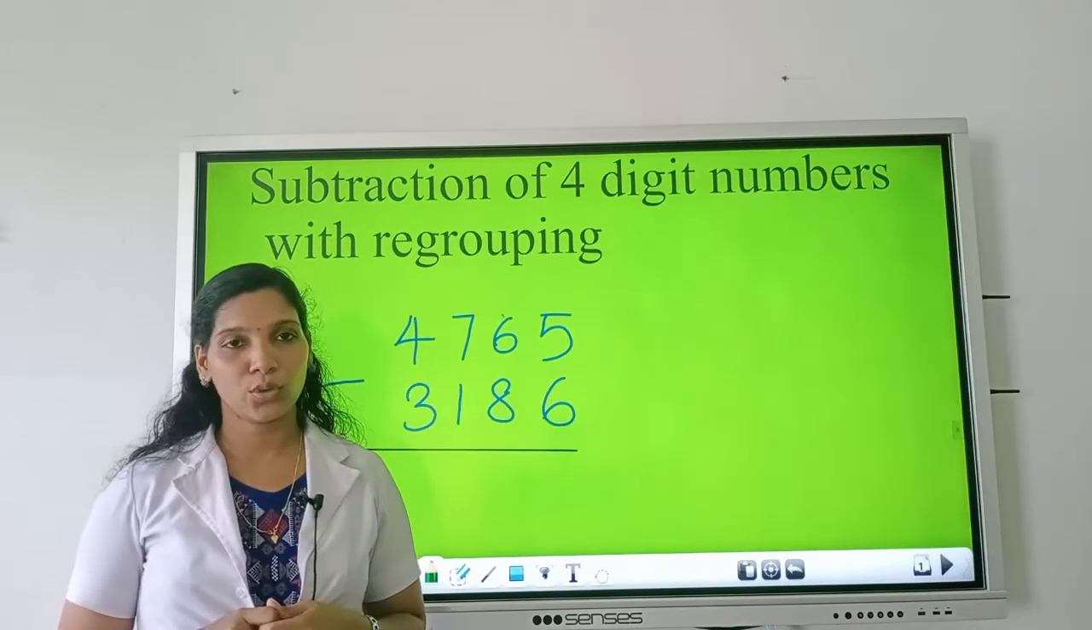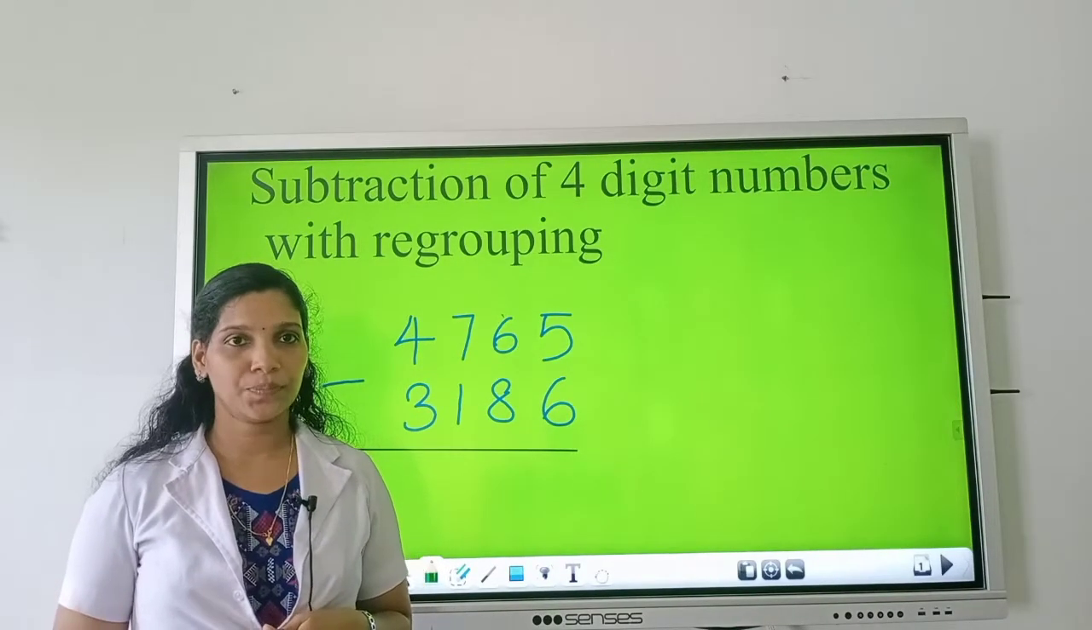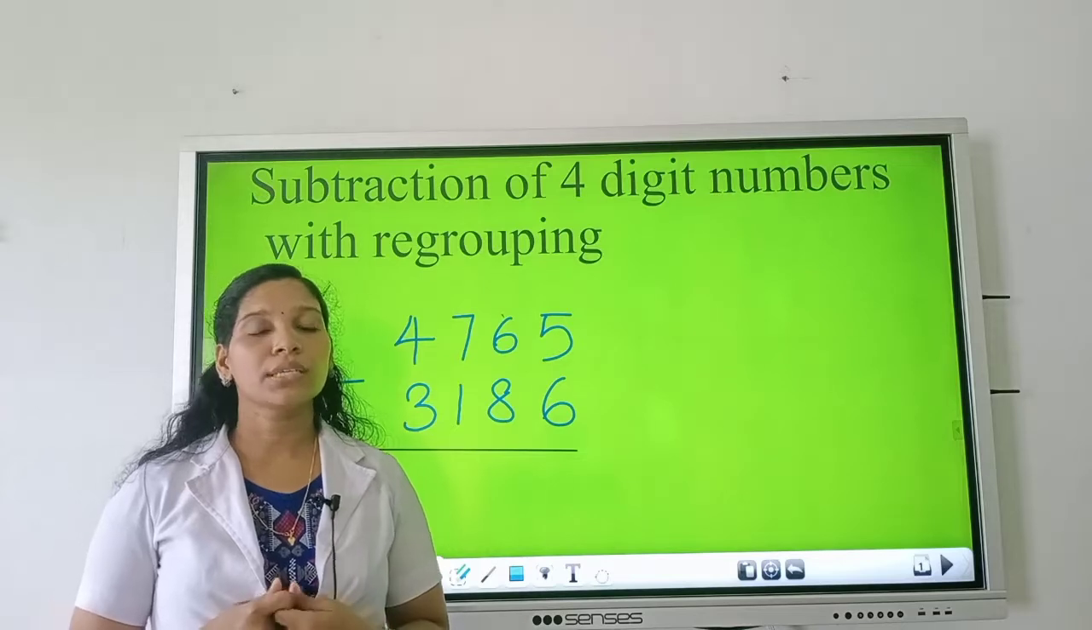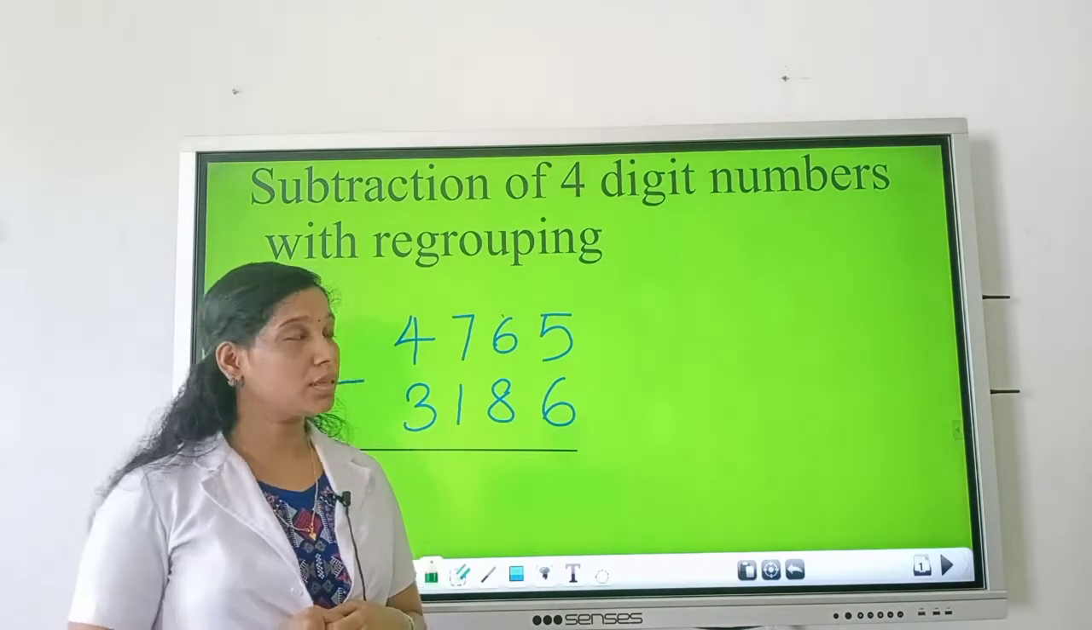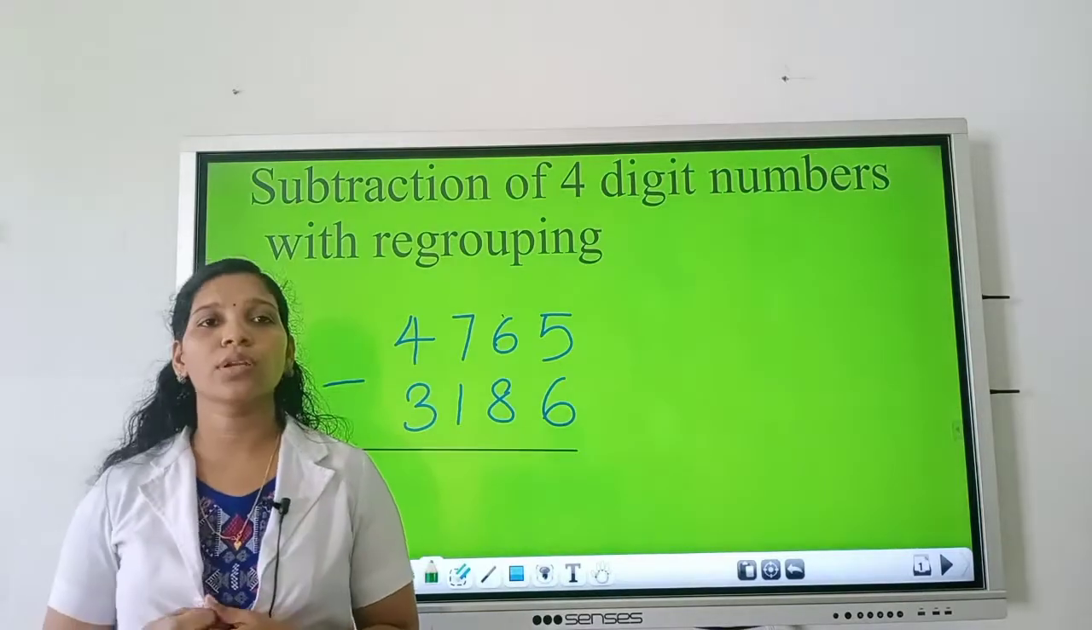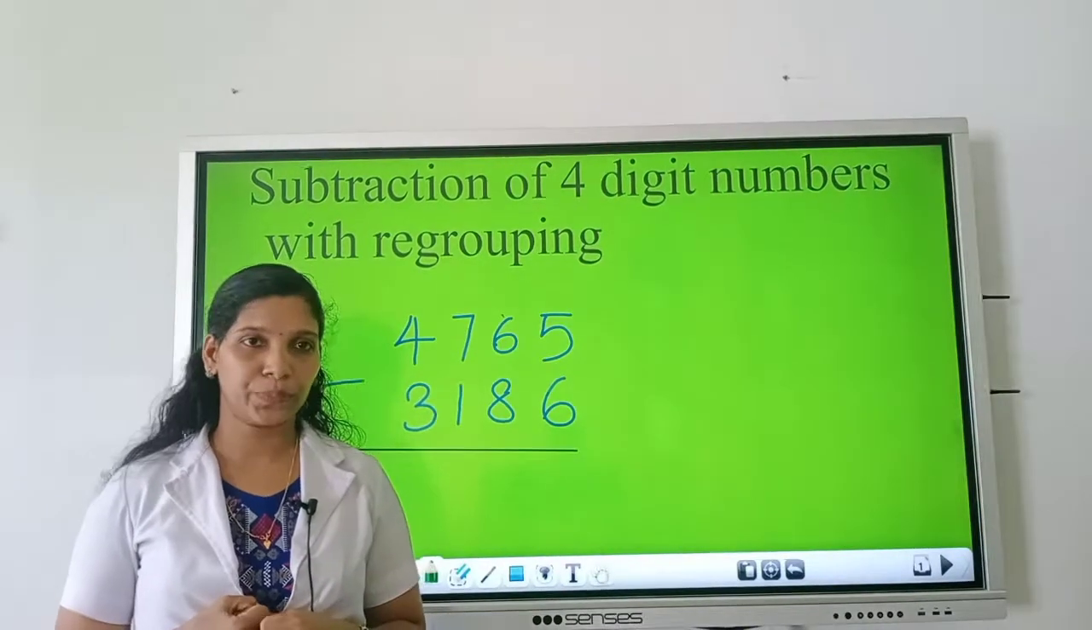Welcome to another video of Class 3 Mathematics. Today we are going to continue with our chapter Subtraction. We will be dealing with how to subtract a 4-digit number with regrouping.